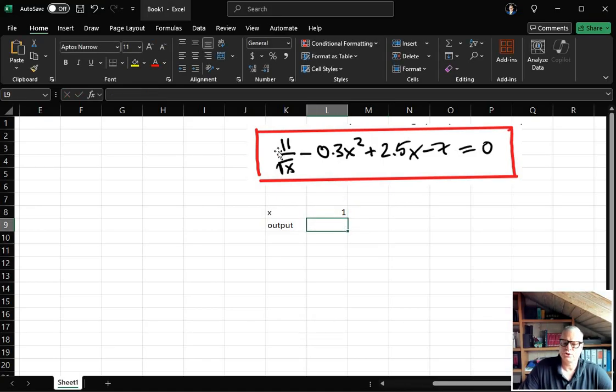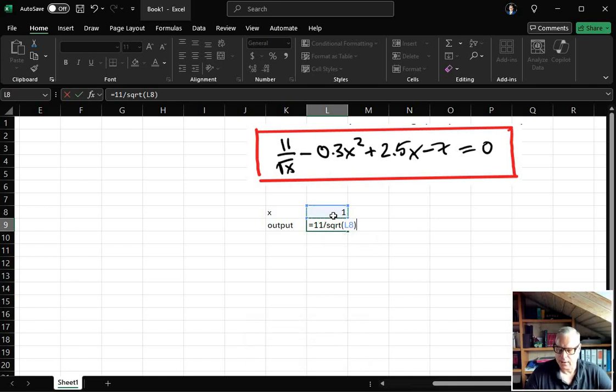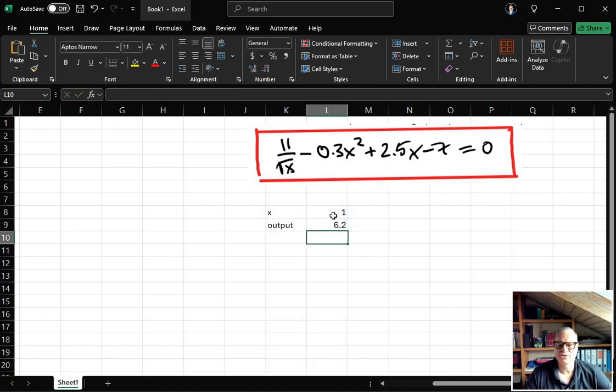Okay, so let's say x is 1. What is the output? Well, in this case, it's probably not 0, but it is 11 divided by the square root of x, which is now 1, minus 0.3 times x squared plus 2.5 times x minus 7. Okay, so that's 6.2.